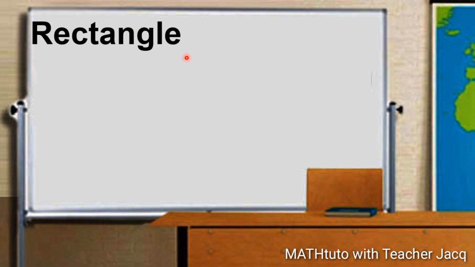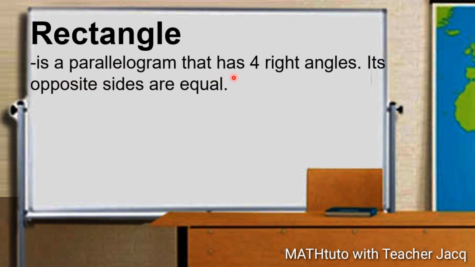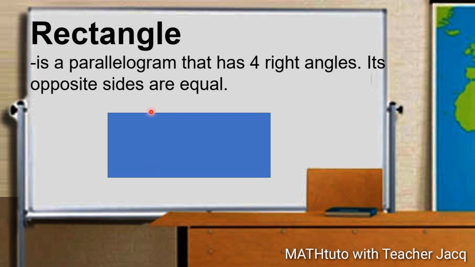We have a rectangle. A rectangle is a parallelogram that has 4 right angles. Its opposite sides are equal. Let's have an example of a rectangle. So this is a rectangle. It has 4 sides. So its opposite sides are equal. So itong side na to na nasa horizontal, they are equal in measurement. If this one measures 11 meters, yung opposite side niya, it also measures 11 meters. And then yung sa vertical sides naman, if this side measures 6 meters, the opposite side also measures 6 meters.